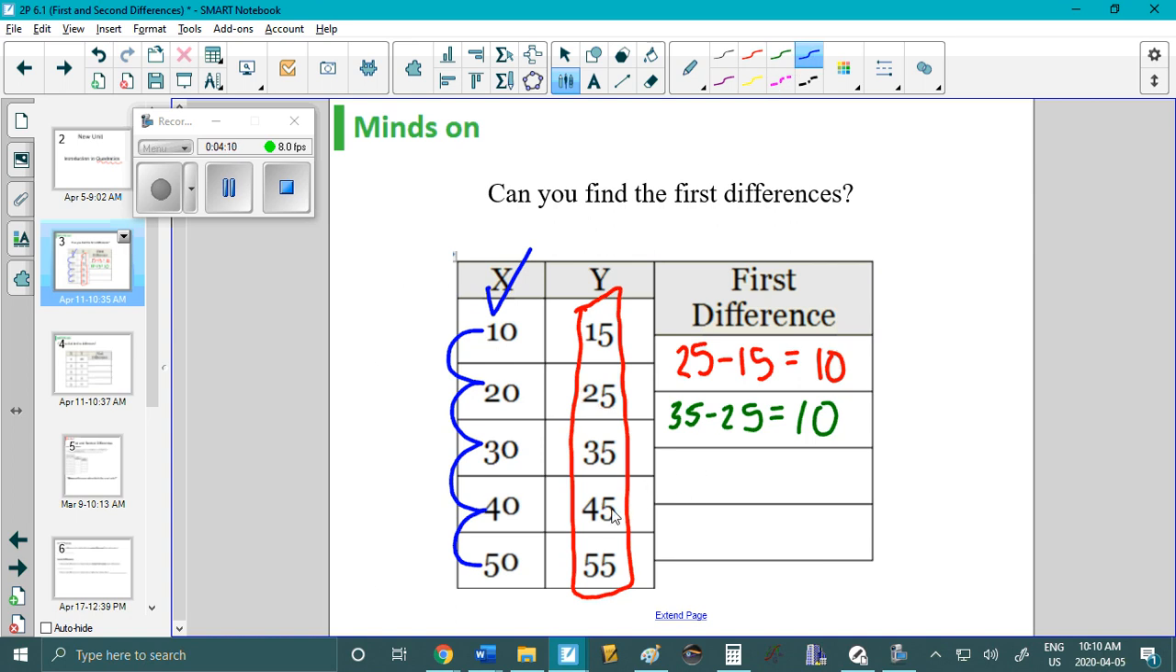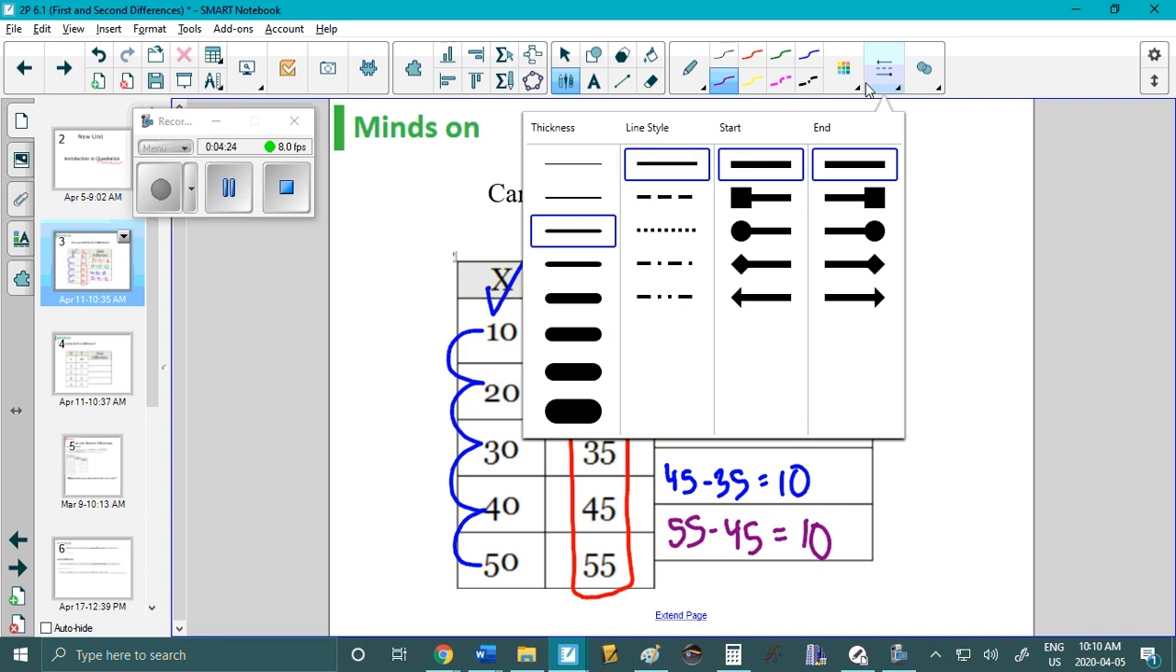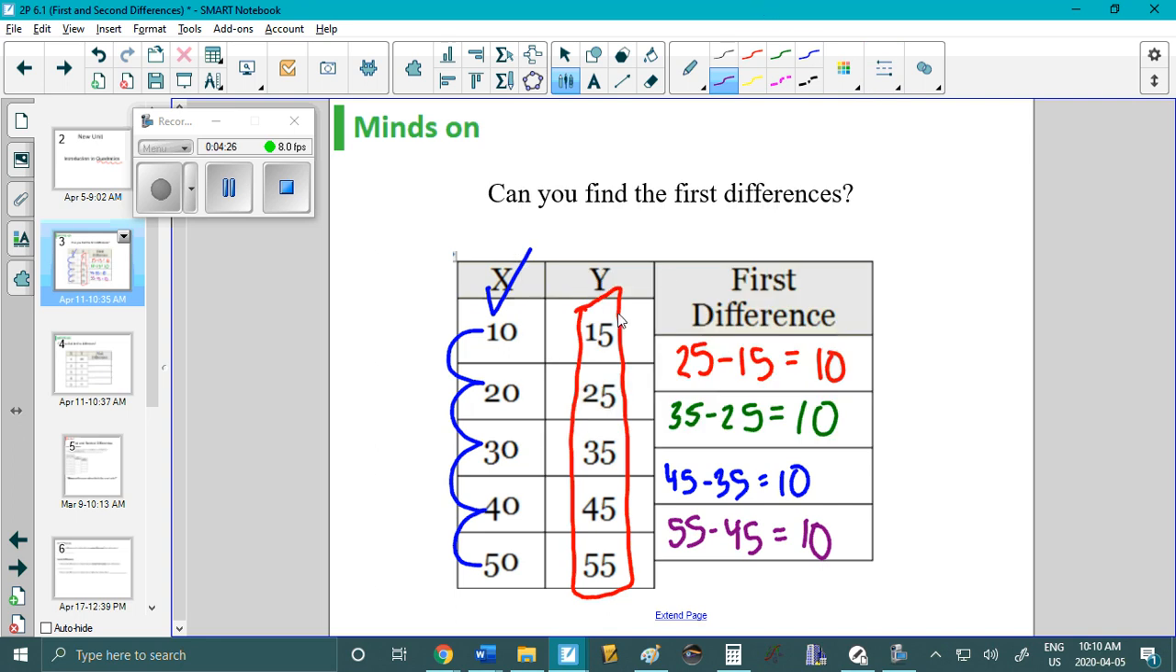All right, so for the next one, we do the bottom number, 45, minus the number above, which is 35, and we get 10. And finally, we do 55 minus 45, and surprise, surprise, we get 10. Okay, so the first differences are all 10 for this. And maybe you remember what that means.